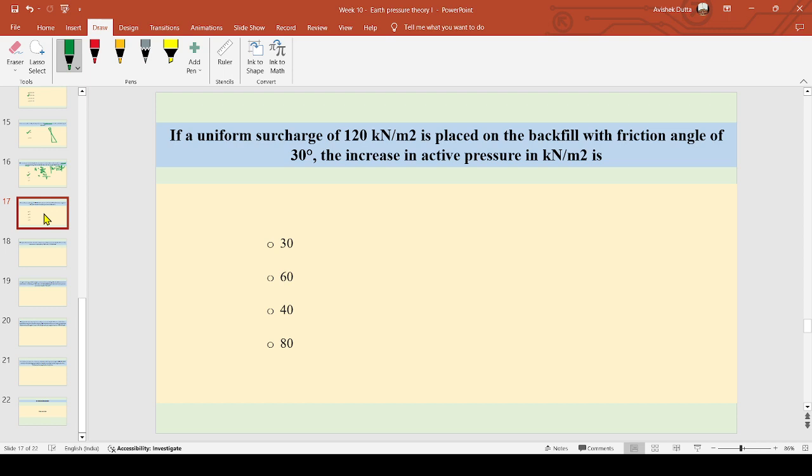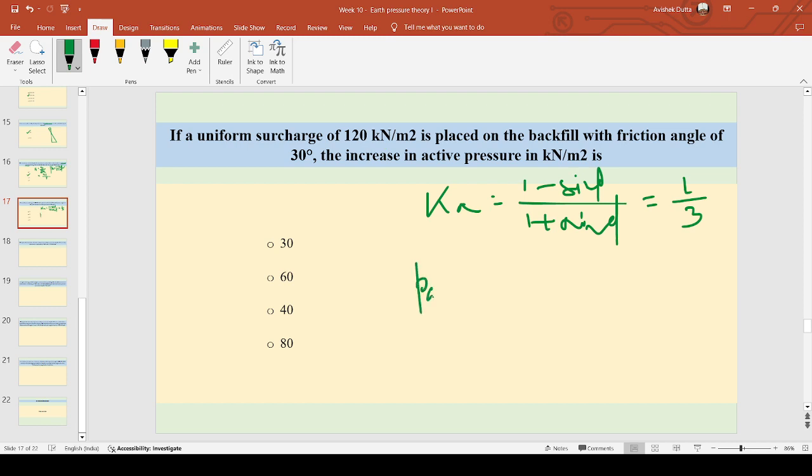What is the answer? 40 kPa, sir. 40 kilonewton per meter square or 40 kPa. Yes. Again here we are going to find out the value of Ka. Friction angle 30 degree, that is 1 minus sine phi divided by 1 plus sine phi. How much will it be? Half by 3 by 2, it will be 1 by 3. Yes, 1 by 3.